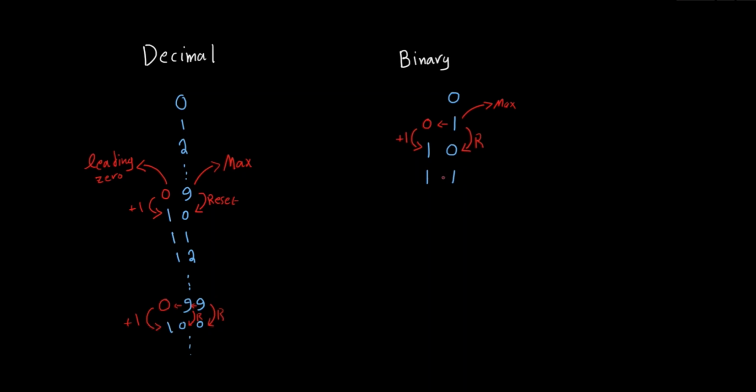Then the same operation occurs again, just like in transitioning from 99 to 100 in decimal. The 1 triggers the digit to its left, and so does the latter. And then we reset all the digits to the right, so we get 1, 0, 0. Then we keep counting up the same way: 1, 0, 1, 1, 1, 0, 1, 1, 1, 1, 0, 0, 0.